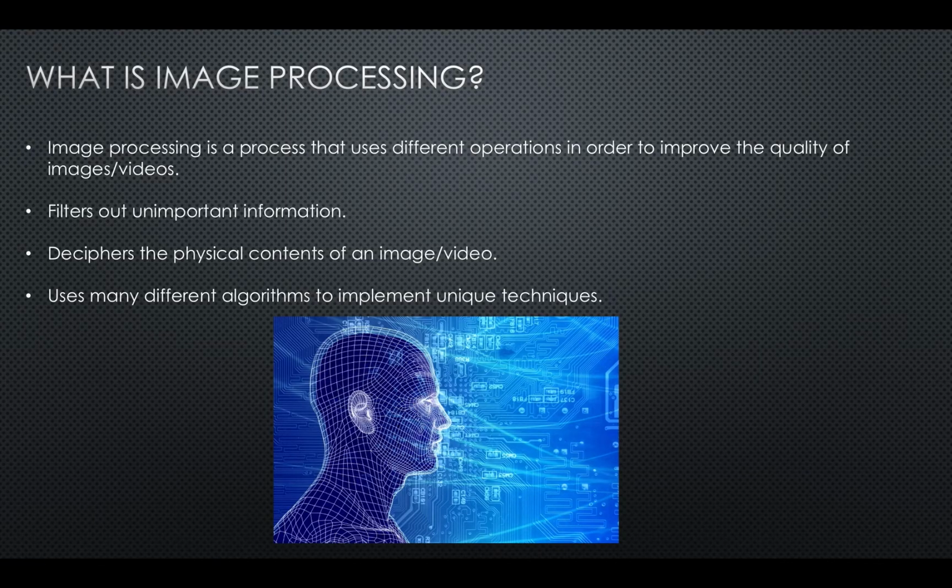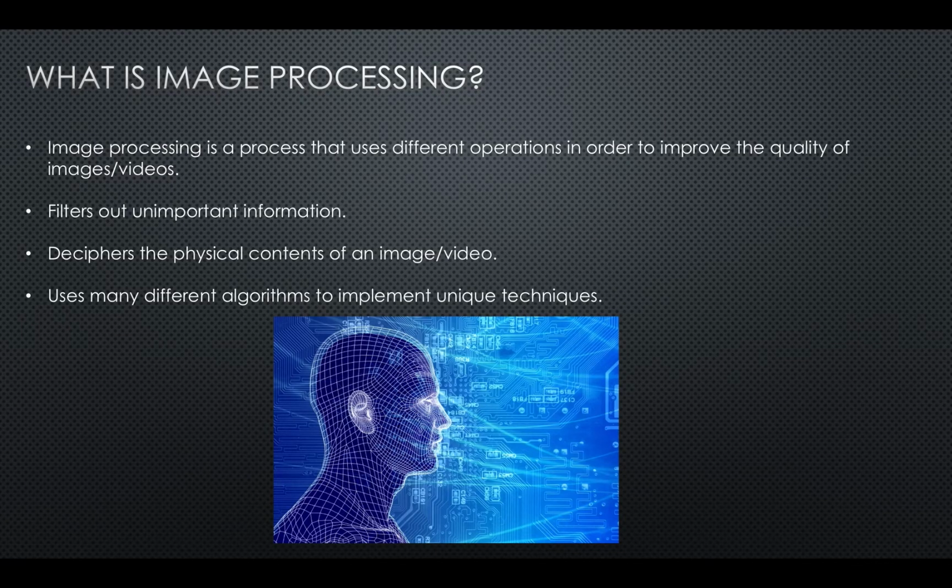What is image processing? Image processing is a process that uses different operations, different algorithms, and different techniques in order to improve the quality of an image or a video. It also allows you to filter out unimportant information from an image or a video and to decipher the physical contents of an image and video.